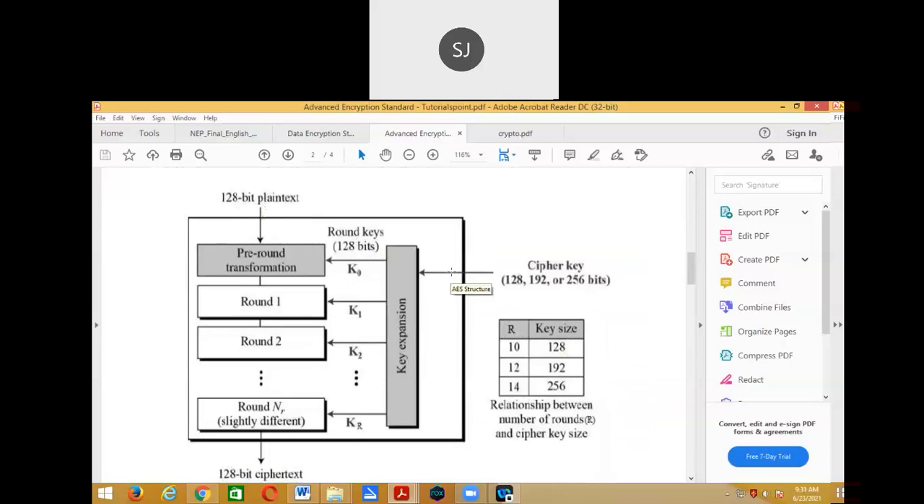Now one difference here is the number of rounds. Whereas in DES it is 16 rounds, fixed, in this case the number of rounds depends on the size of the key that we are using. If you are using a 128-bit key, then there are 10 rounds. If you are using a 192-bit key, then there are 12 rounds. If you are using a 256-bit key, then there are 14 rounds. So that is the relationship between the number of rounds and the key size.